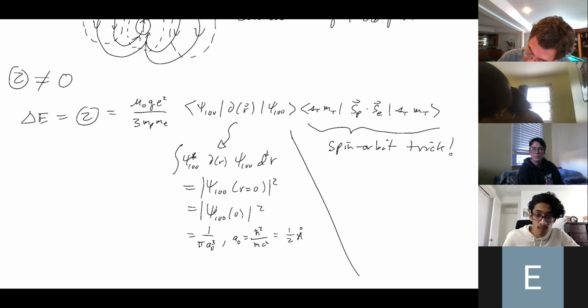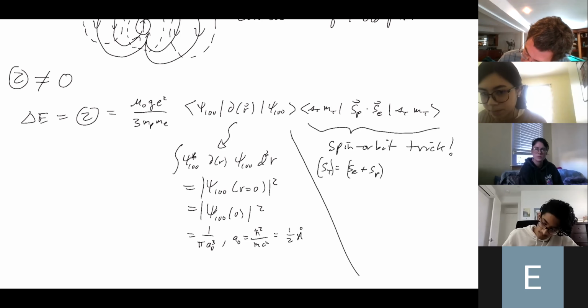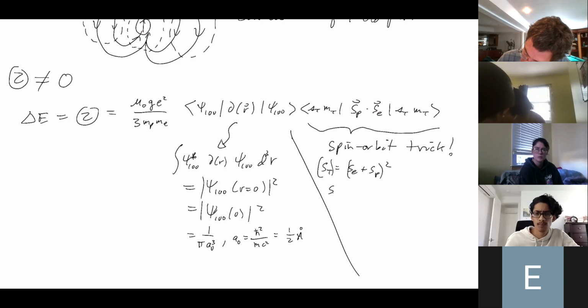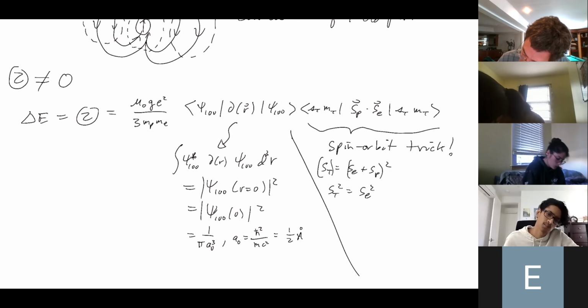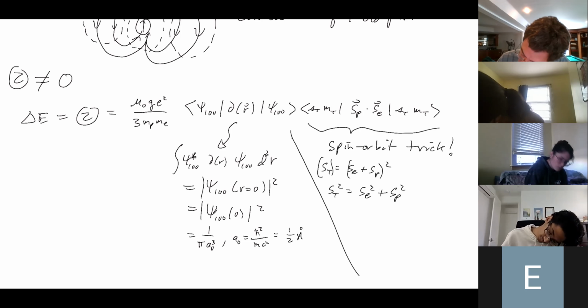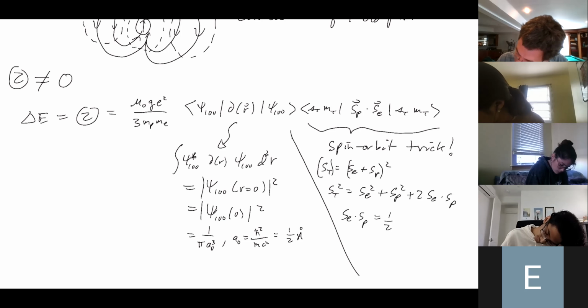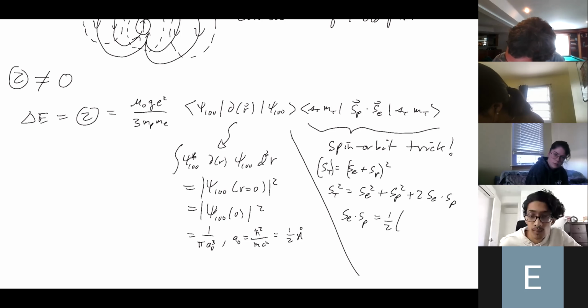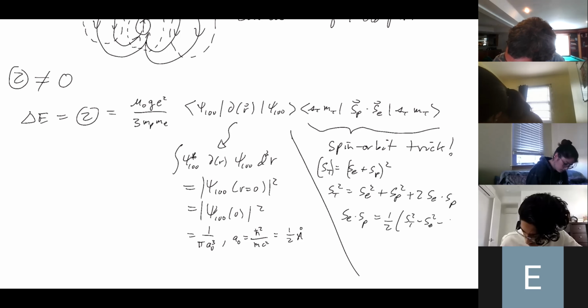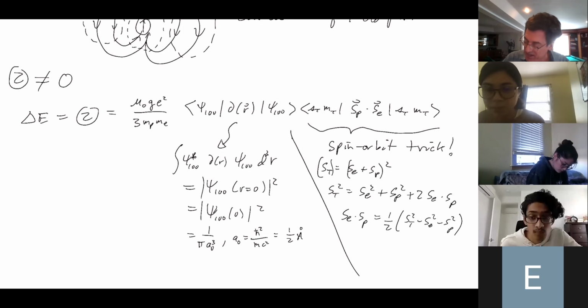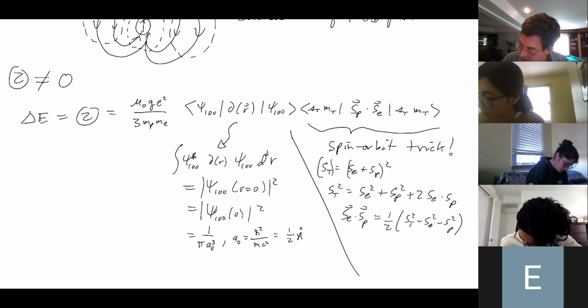Where we can say that S total is equal to SE plus SP. And then when we square both sides, we get S total squared is equal to SE squared plus SP squared plus 2 SE dot SP. And so SE dot SP is equal to 1/2 (S total squared minus SE squared minus SP squared). So that's the trick. That's the spin orbit trick that you've seen before.